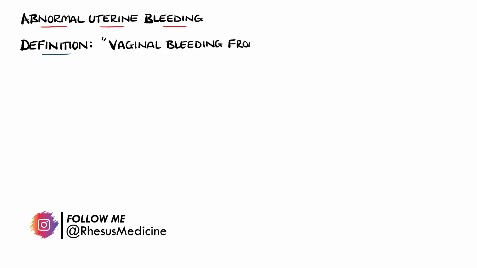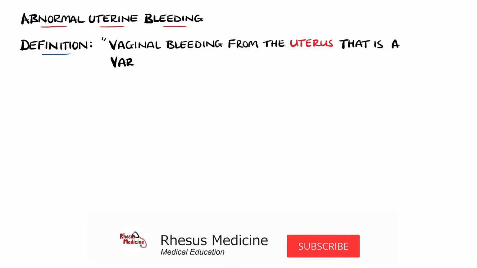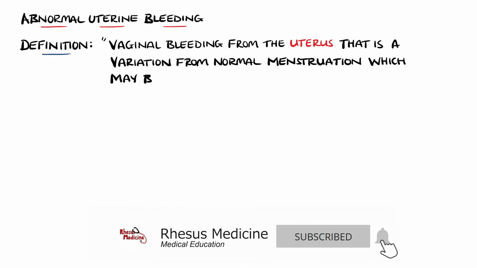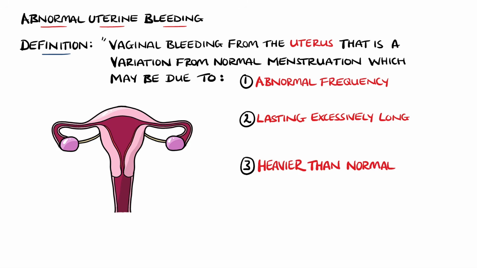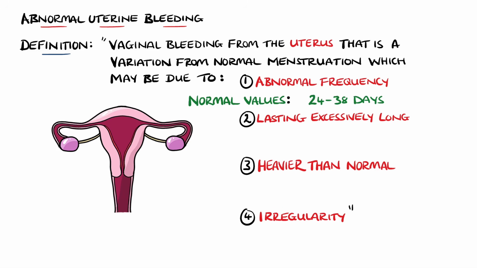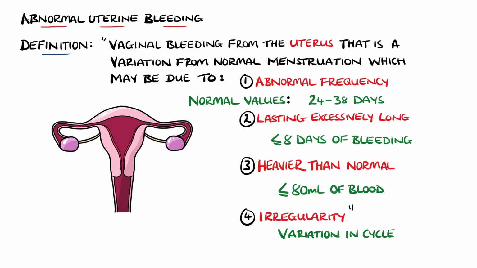Abnormal uterine bleeding is vaginal bleeding, typically from the uterus, that is a variation from normal menstruation, which may be due to abnormal frequency, the menstrual period lasting excessively long, being heavier than normal, or being irregular. Some normal features of menstrual periods are a frequency of 24 to 38 days, bleeding lasting 8 days or less, less than 80 milliliters of blood loss, and a variation between cycles of less than 4 days.